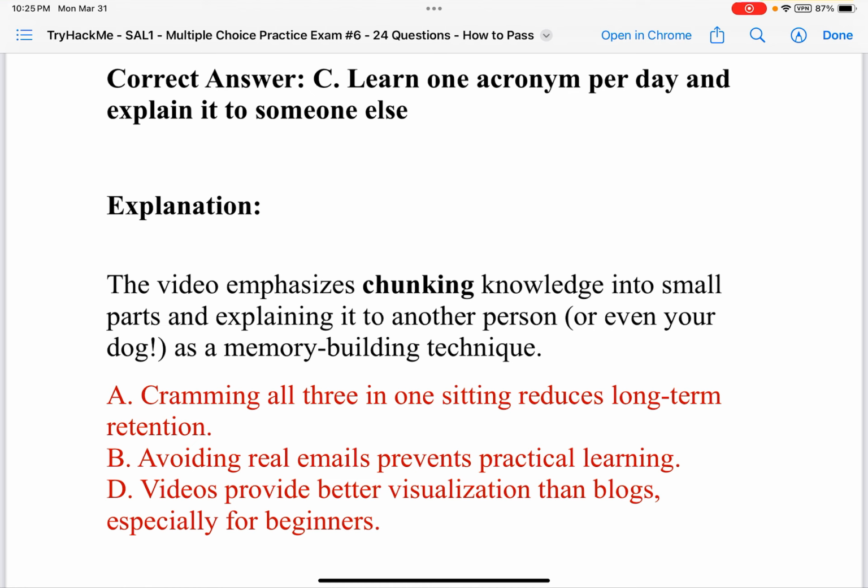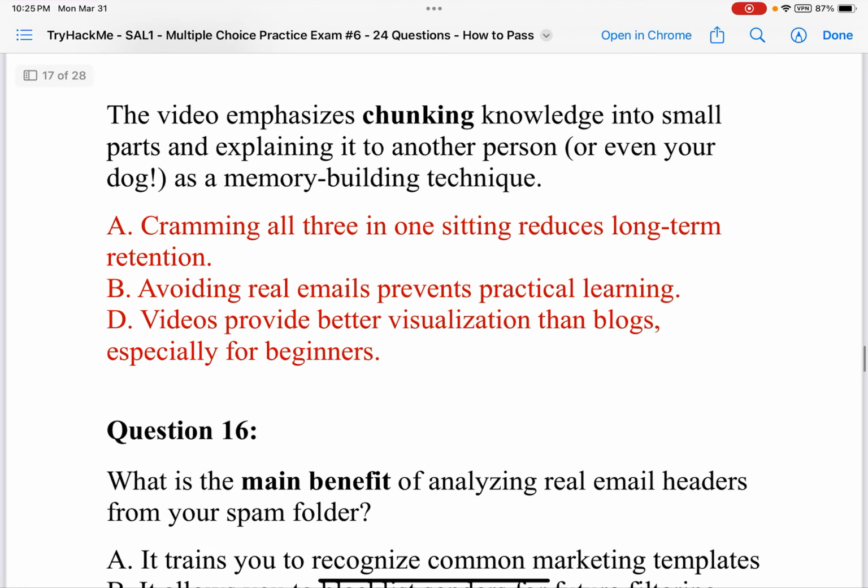Pause the video and read why they're incorrect. Moving on to question number 16.